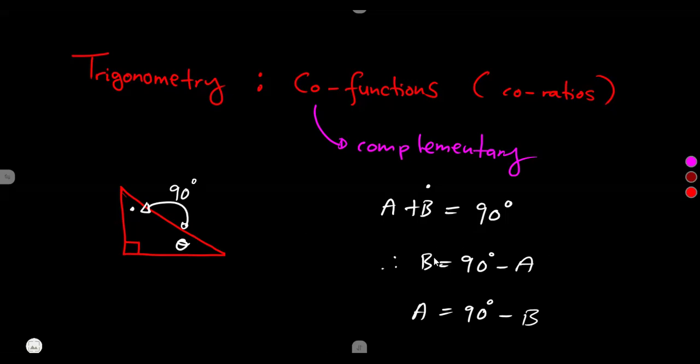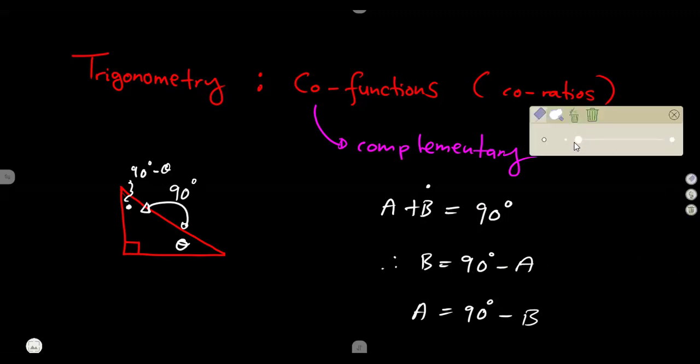Guys, from the same concept, if I have one angle A, the other one is going to be 90 degrees minus A. If I have B, A was going to be 90 degrees minus B. But where B is theta, it means this other angle we are seeing here is going to be 90 degrees minus theta. If one is theta, the other one is going to be 90 degrees minus theta from this concept.